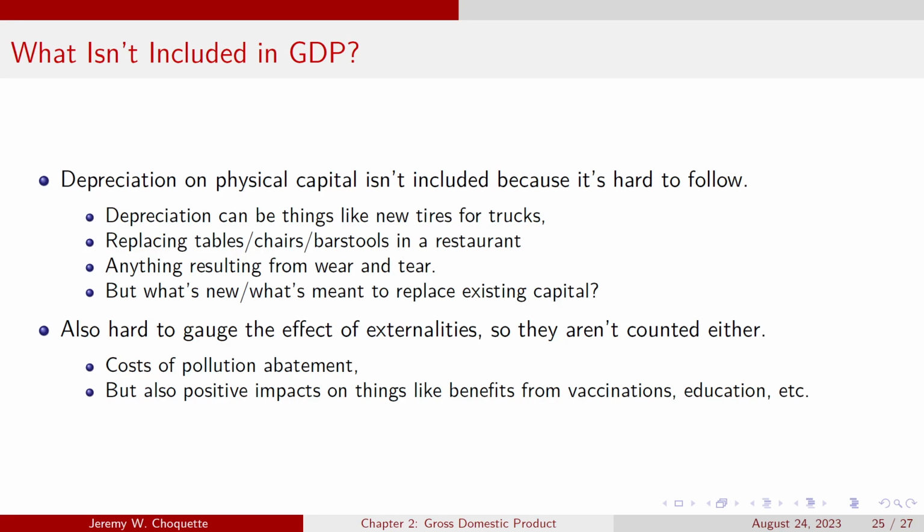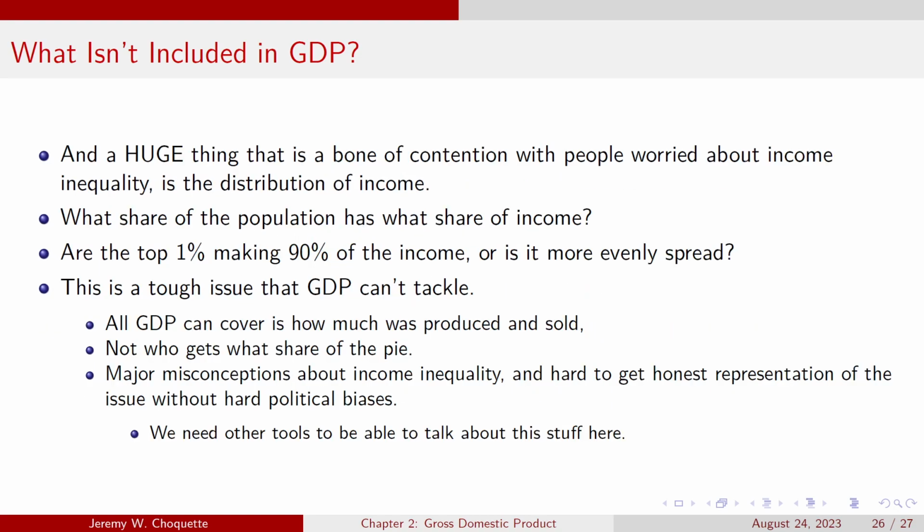There's also the effect of externalities. They're not really counted, right? There could be the costs faced in abating pollution. There are also positive impacts, right? There are benefits from things like vaccinations or education. These things can also be hard to track and tally up appropriately, so they're similarly left out of GDP.